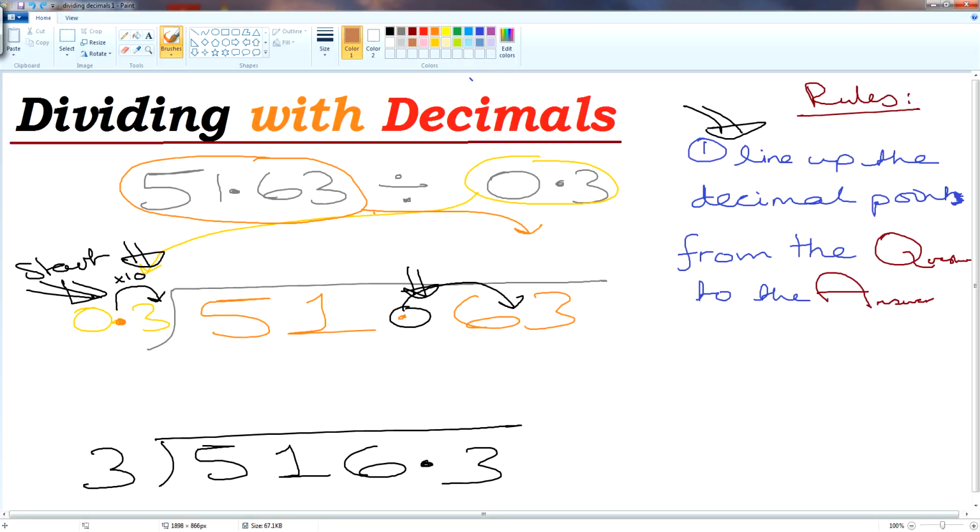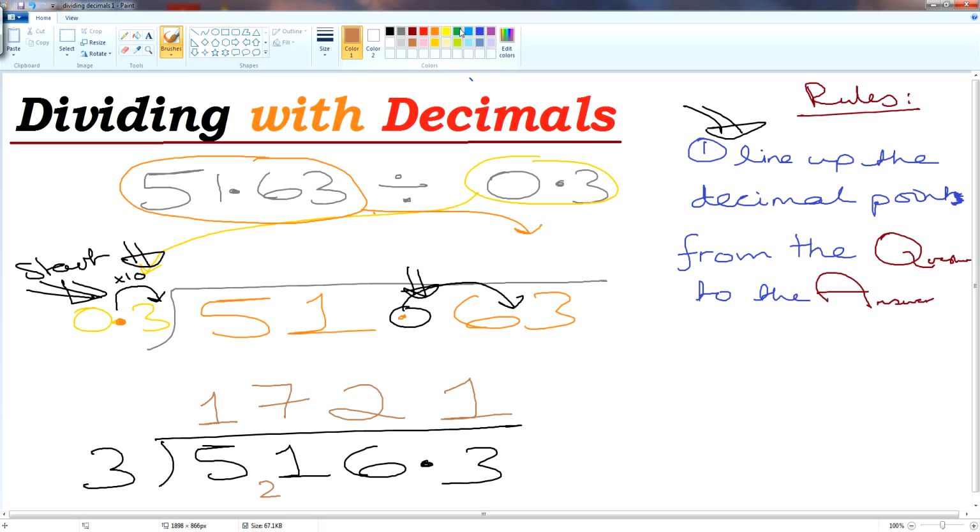Okay, how many 3's go into 5? 1 remainder 2. How many 3's go into 21? 7. How many 3's go into 6? 2. How many 3's go into 3? 1. Right. Now, what do we do with the decimal points here?